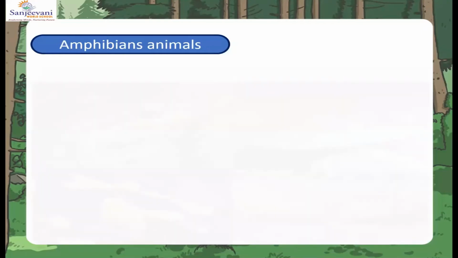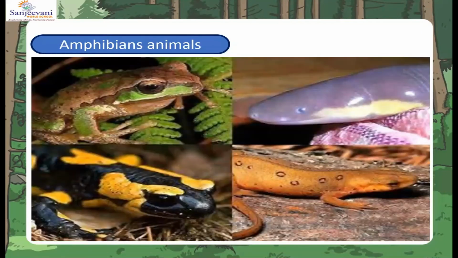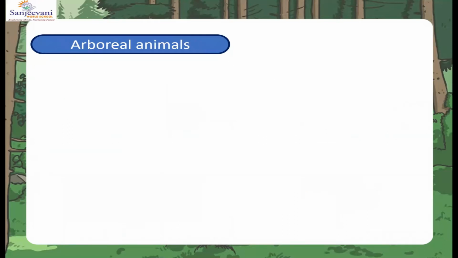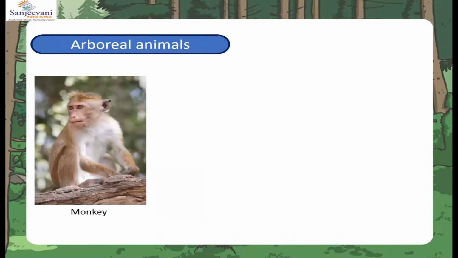Amphibian animals. Animals that can live both on land and in water are called amphibians. Frogs, newts, salamanders, toads, etc. are amphibians. These animals breathe on land through their lungs and through their moist skin in water. Their legs help them to move on land and to swim in water.